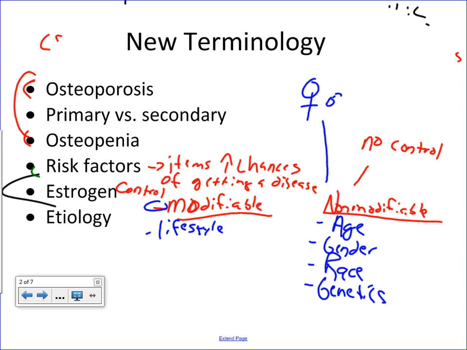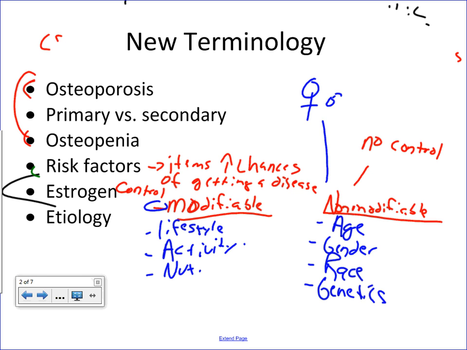And some very common examples of modifiable risk factors would be activity levels. Are you an active or a sedentary individual? More sedentary individuals are going to be more prone to osteoporosis. More active people are going to either not get osteoporosis, or it'll happen later and it will not be as severe. All right.